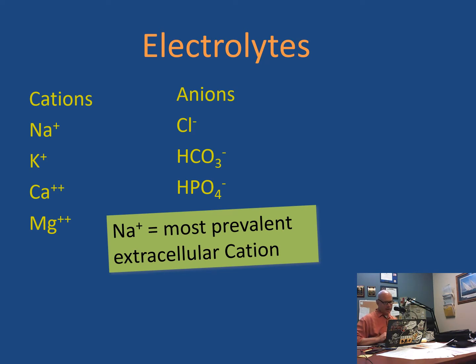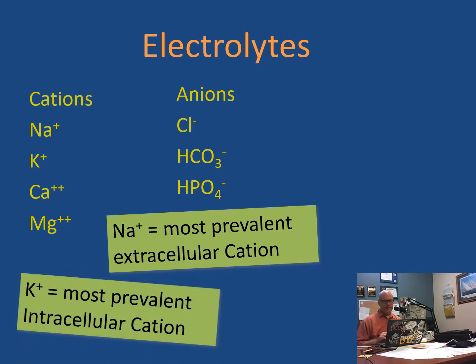What we are going to talk about is that sodium is the most prevalent extracellular cation. You'll see that in quizzes, and we'll talk about it a bunch. Sodium is the most prevalent outside of the cell cation, and then potassium is going to be the opposite of that. Potassium is the most prevalent intracellular cation. We find all of those molecules inside the cell.